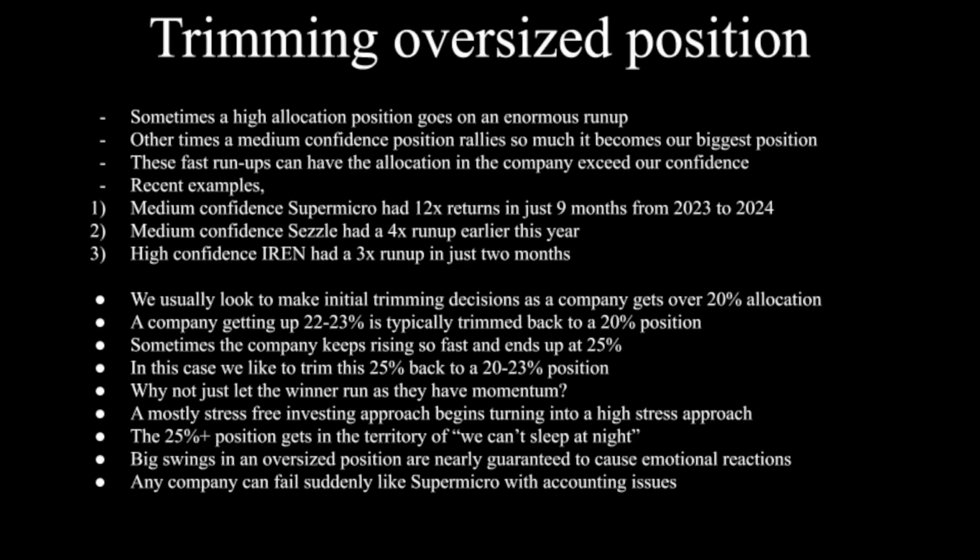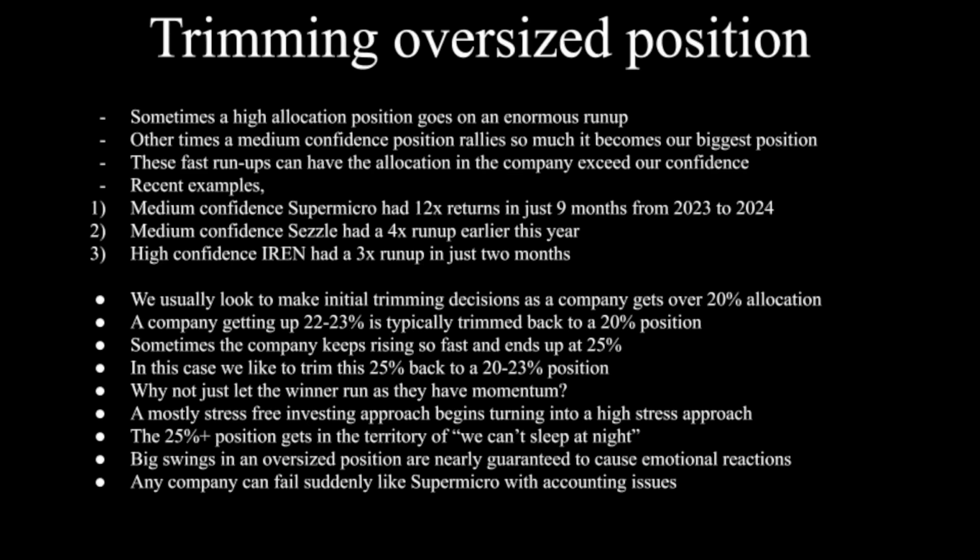And our most recent example is with our high confidence position Iron, which had a 3x run up in just 2 months. We usually look to make the initial trimming decision as a company gets over a 20% allocation. If a company has a really fast run up and gets up to 22 to 23%, our typical play is to trim this down again to a 20% position.